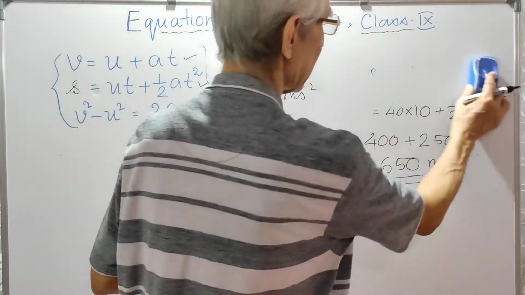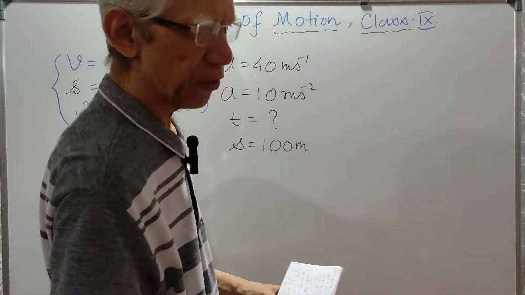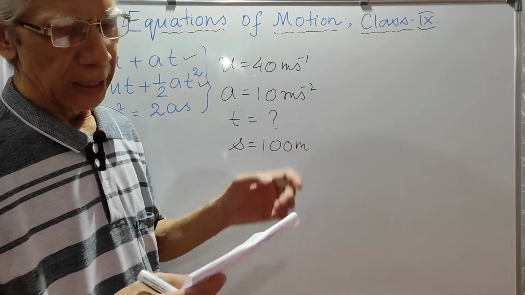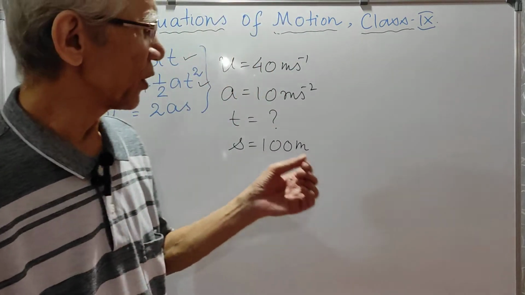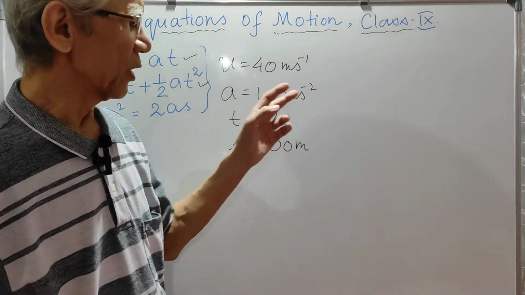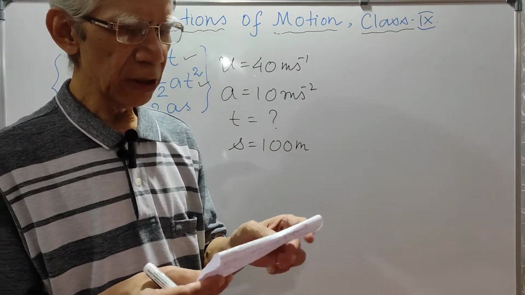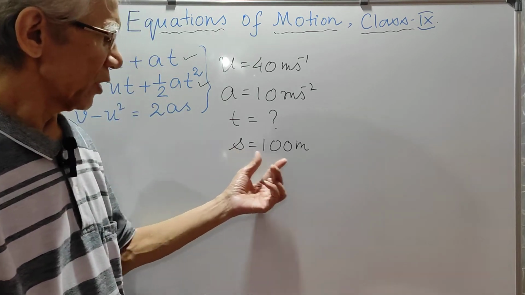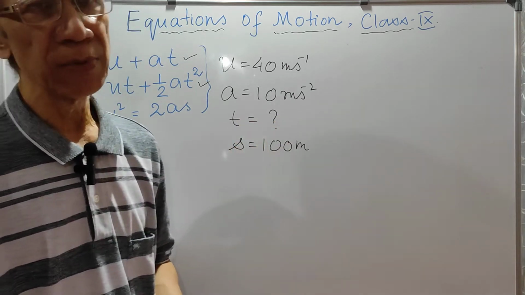Okay. See the question again. A body is moving with uniform velocity 40 meter per second. So that must be u. Then due to application of some external force, it acquires an acceleration of 10 meter per second square. So that is a. Now the question is, in what time does it cover a distance of 100 meter? So distance is 100 meter, and this distance is covered in what time? That time you have to find out.